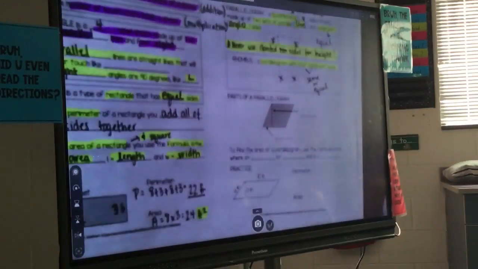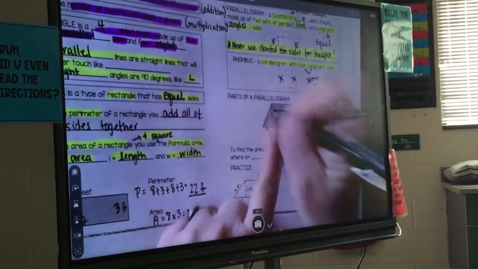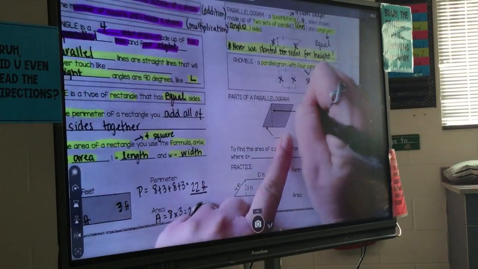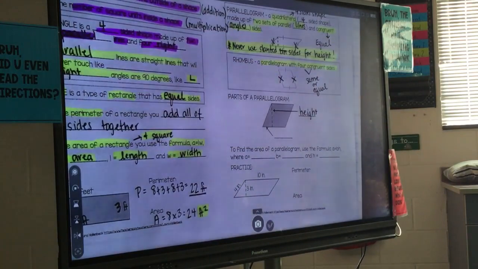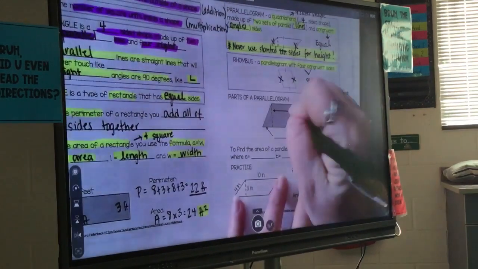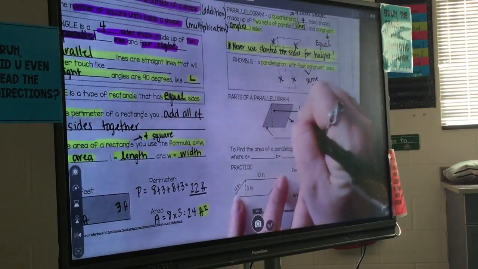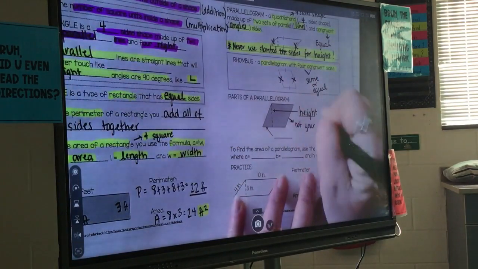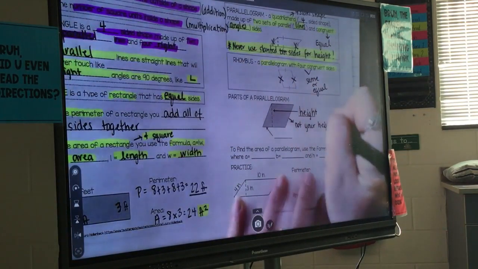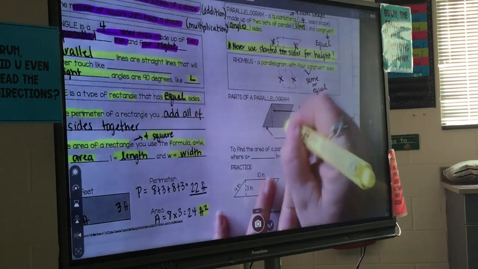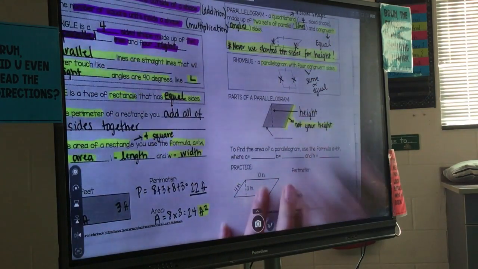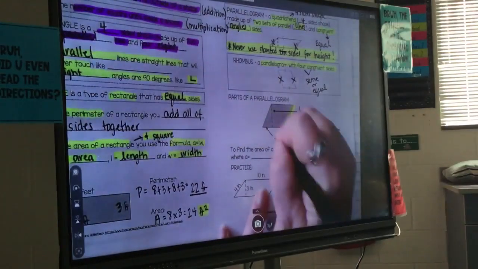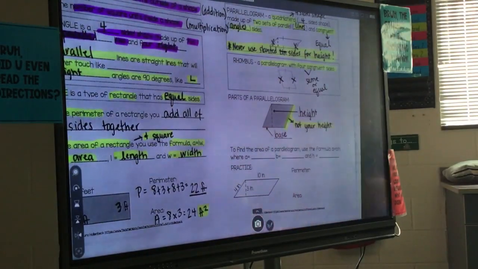All right, so parts of a parallelogram. Like I said, this dotted line is going to be your height. That is what you're going to use when you're finding the area of a parallelogram. This is not your height. All right, and then the bottom or the top will be your base. So it doesn't matter if you use the top or the bottom, but that will be your base.